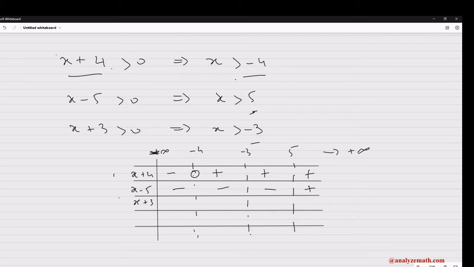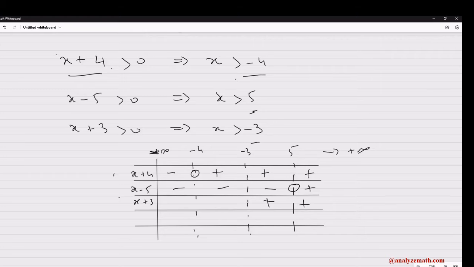Now let's not forget the 0. When x equals 5, x minus 5 equals 0. Now x plus 3 is positive when x is bigger than minus 3. Here is minus 3. For values bigger, it's going to be positive here, and then of course here and here negative.